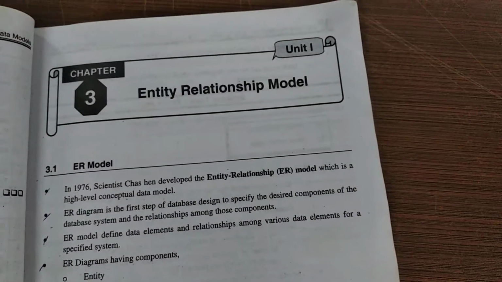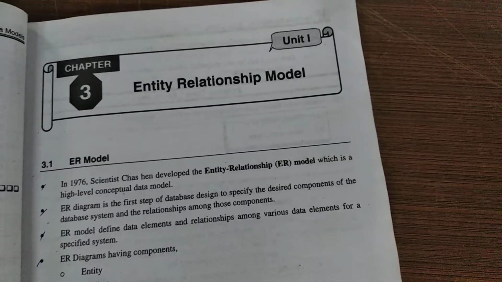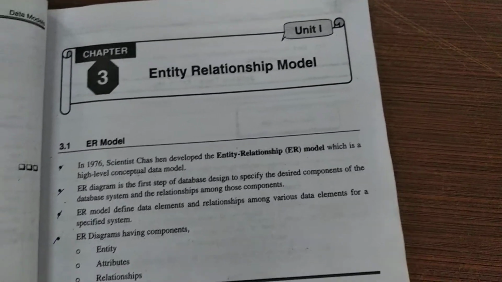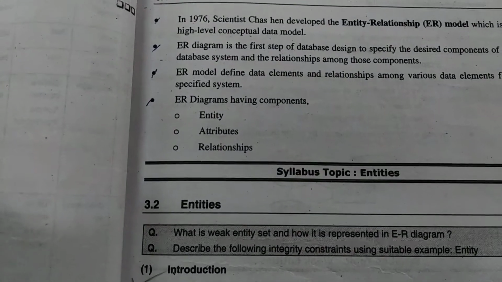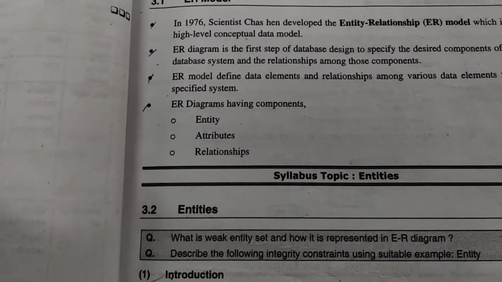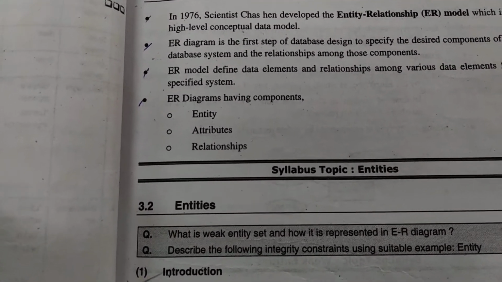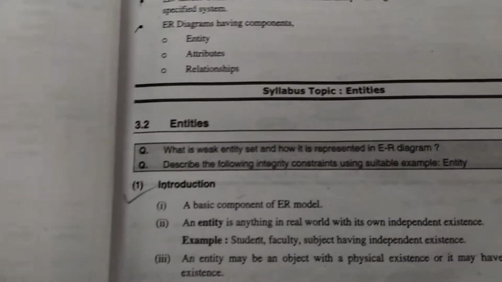Entity relationship model. First point is ER model. ER diagram has three components: entity, attribute, and relationships. Entity.